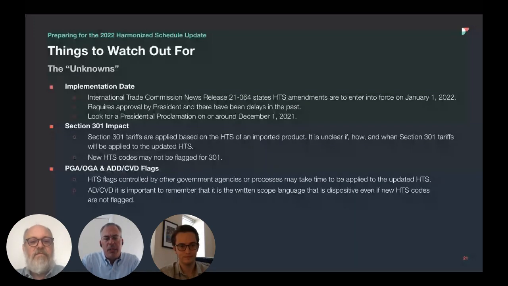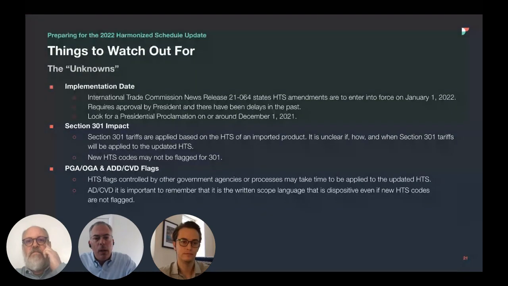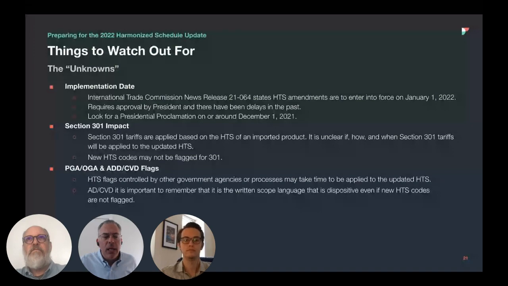And first, we'll talk about the implementation date. The ITC, the International Trade Commission, which is responsible for managing the HTS and making revisions to the HTS in accordance with the WCO updates, has indicated that the revisions are to enter into force on January 1st, 2022. However, the ITC recommended changes do need to be approved by the president, and there have been some delays in the past. So these updates come every 5 years, and I think it was either 5 or 10 years ago, there was some delay in the implementation of the changes.